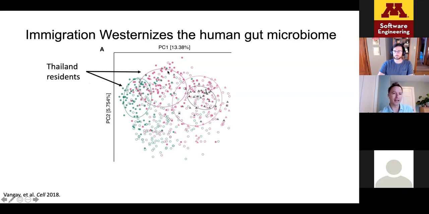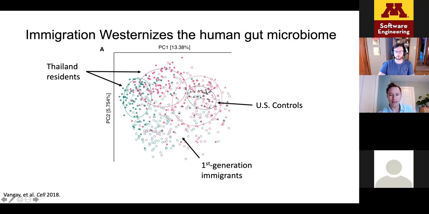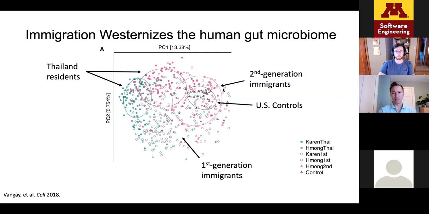two ethnic groups still in Thailand. So the green are the Karen and the pink are the Hmong. This gray circle is the US controls. Everyone in the background is first generation immigrants from these two groups. So we saw a range of people spanning between the pre and post immigration when they were first generation. And then this final circle on the right is the second generation.